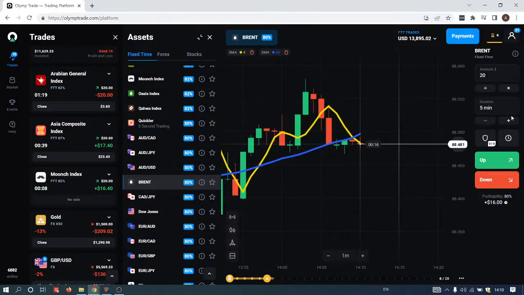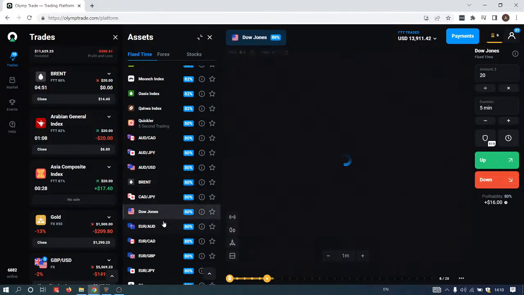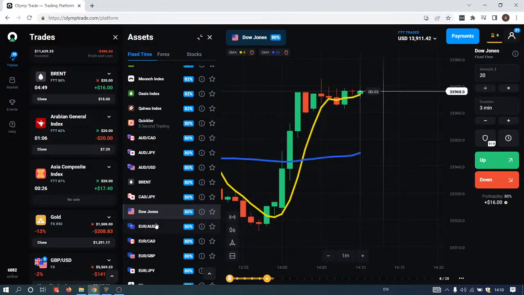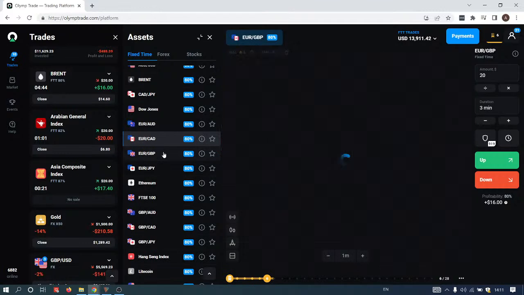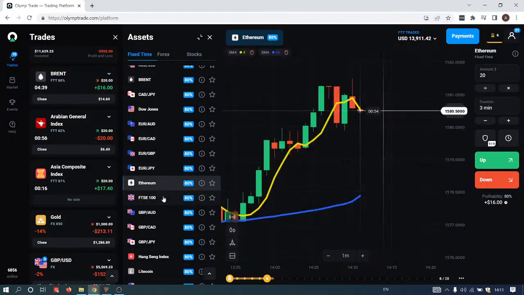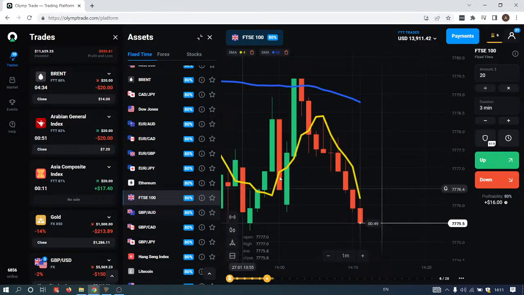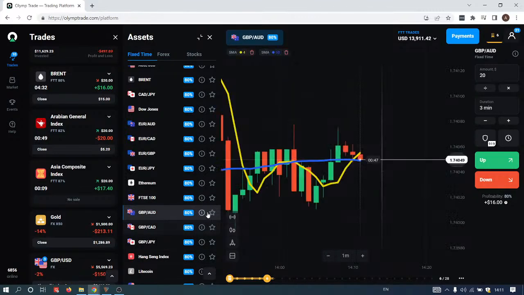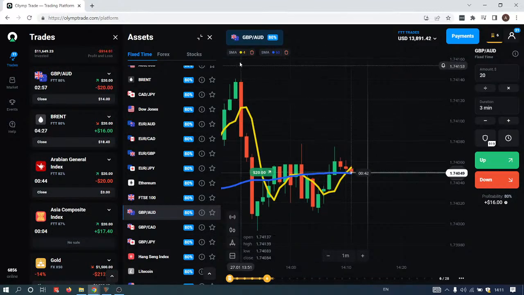Okay, so Brent, a signal. So Brent minimum duration here equals 5 minutes. So we cannot really do a 3-minute trade. So the only thing we can do here is to open a trade for 5 minutes. All right. All right, let's try. So GBP, the pound against the Australian dollar.